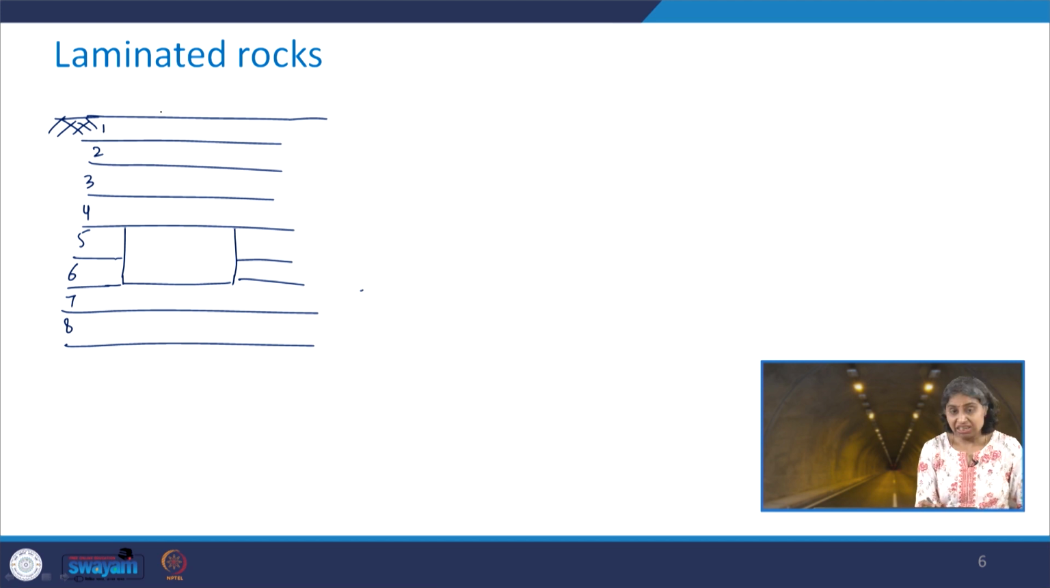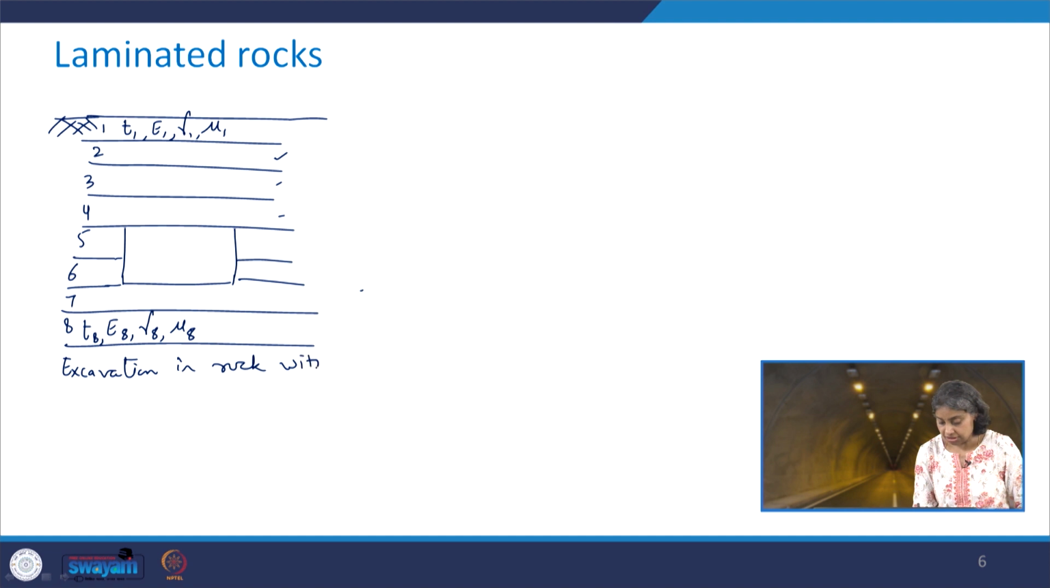Now, their properties can be different, their thickness can be different, their elastic modulus can be different, unit weight can be different, and Poisson's ratio also can be different for all of these layers. So, let us say for this one maybe it is T8, E8, gamma 8 and mu 8. So, this we call as the excavation in the rock with horizontal layers.